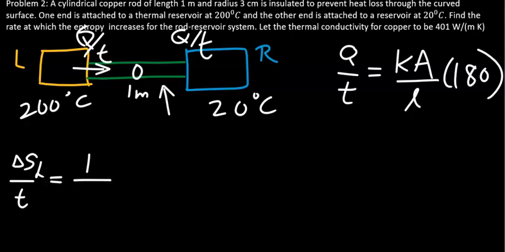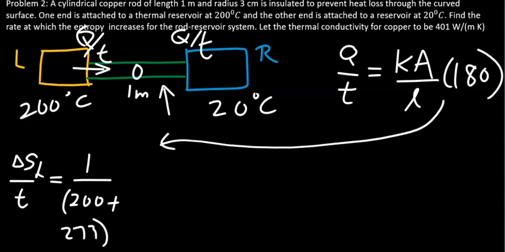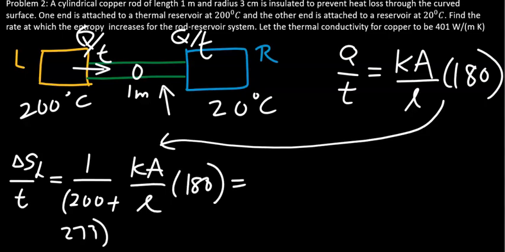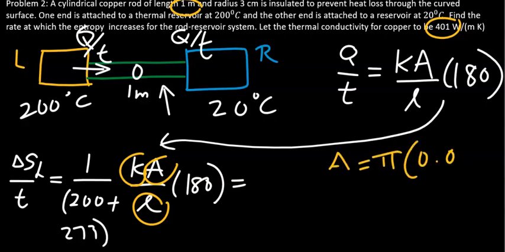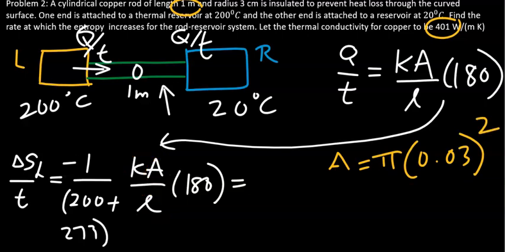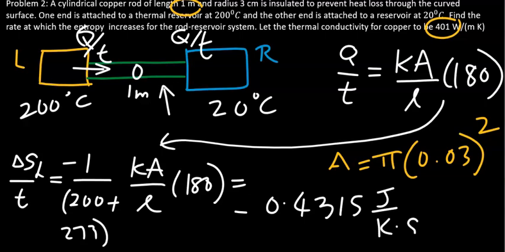Heat is flowing out of the hot reservoir, so the rate of change of entropy there is quite simply 1 over 200, converted into Kelvin, 273, times this entire thing, which is KA over L times 180. Note, K is 401, L is 1 meter, and A is pi times 0.03 squared. It's a circular cross-sectional area. Since heat is leaving, that's a minus, and it's going to be minus 0.4315 joules per Kelvin per second.